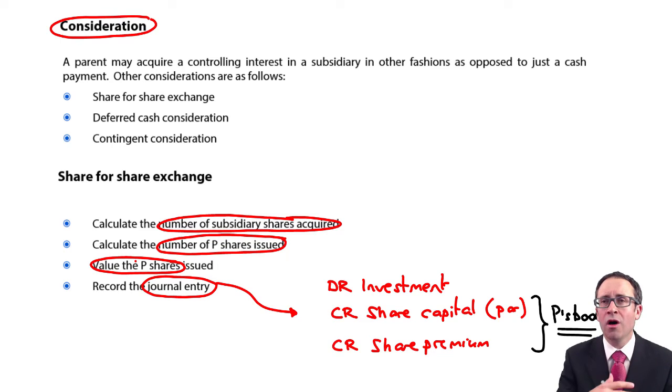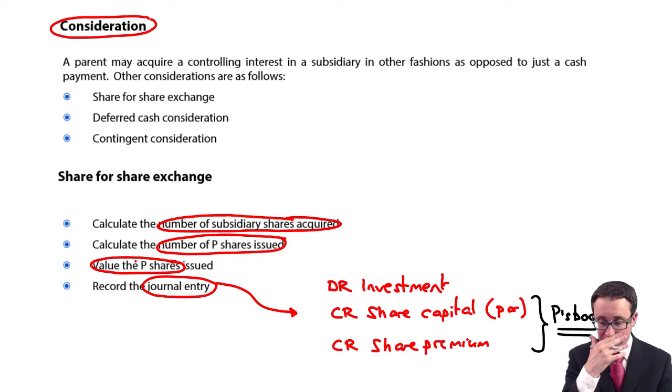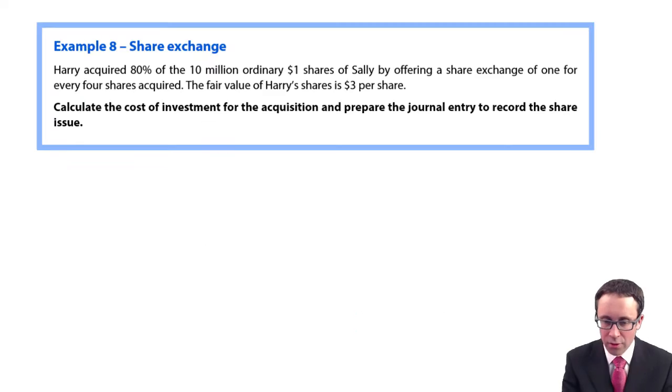It's the price of a P share, because they are the shares that have been issued. Okay. And if you can follow that process, you're going to do well within the exam. This is a really common scenario that you see within a Section C type question on preparation of a group statement of financial position. Okay, so what have we got? Let's go through and have a look at the example.